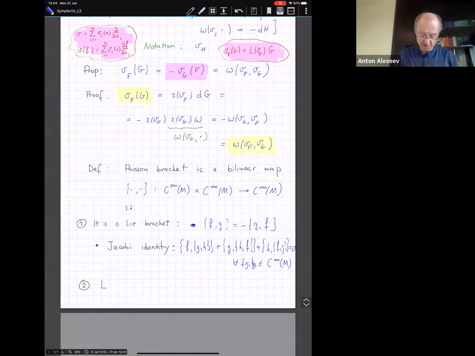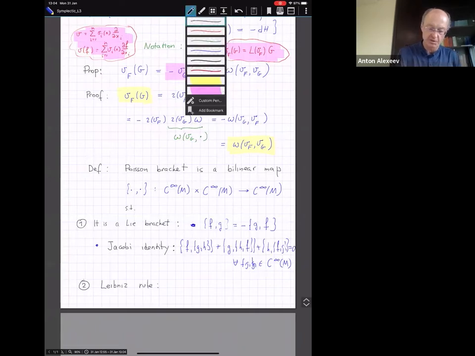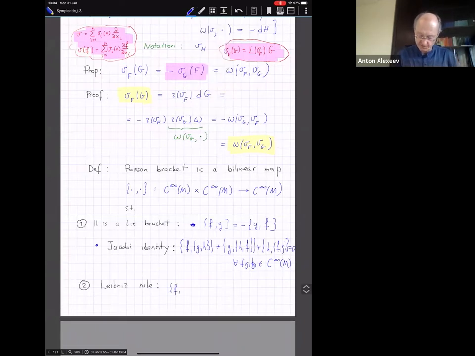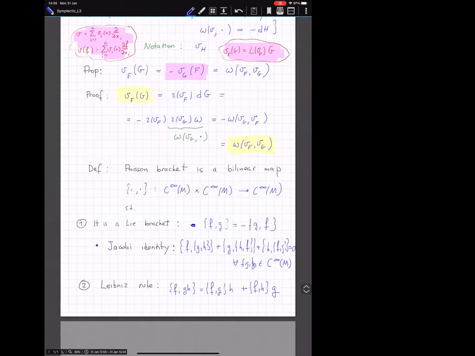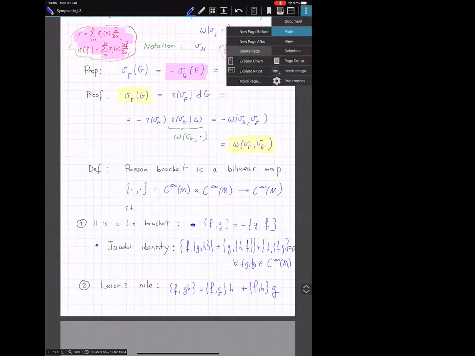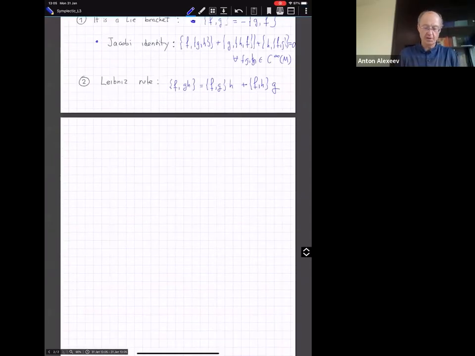And then the second property is the Leibniz rule, which says the following: {f, gh} is {f,g} times h plus {f,h} times g. In fact, I write it for a product on the second factor, for the second function, but since the bracket is skew symmetric, it automatically implies that for the first function this is also true.